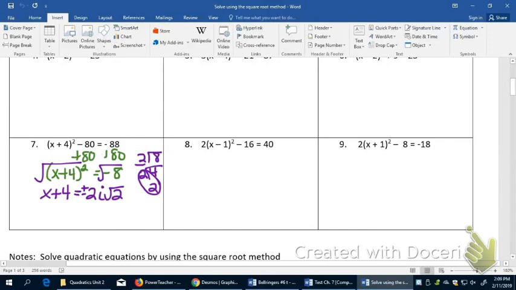You're not finished because x isn't by itself, so what else do you need to do? Subtract 4. So x equals plus or minus 2i square root of 2 minus 4.